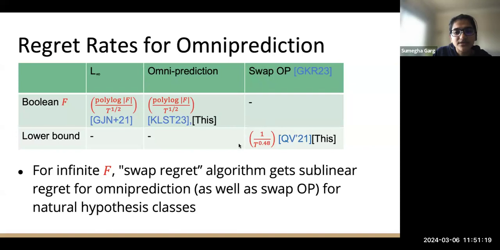And then the lower bound is that we show that for a stronger notion of omniprediction, which is called swap omniprediction, L1 calibration is necessary. That means that for this stronger notion of swap omniprediction, we cannot get a rate of 1 by square root T, because of the previous work of Mingda and Greg in 2021. So this is the current picture for online omniprediction and the regret rates, and the obvious open questions are to bridge the gaps between the rates.